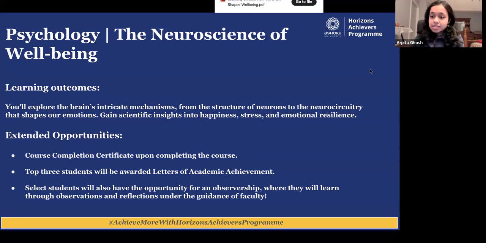The course has extended learning opportunities. You'll obviously get a course completion certificate after you've successfully finished the course, and the top three students who finish the course will get a letter of academic achievement from the faculty. Selected students will also get an opportunity for an observationship with Professor Simantini Ghosh, in which they will learn through observations and reflections under the Professor's guidance.